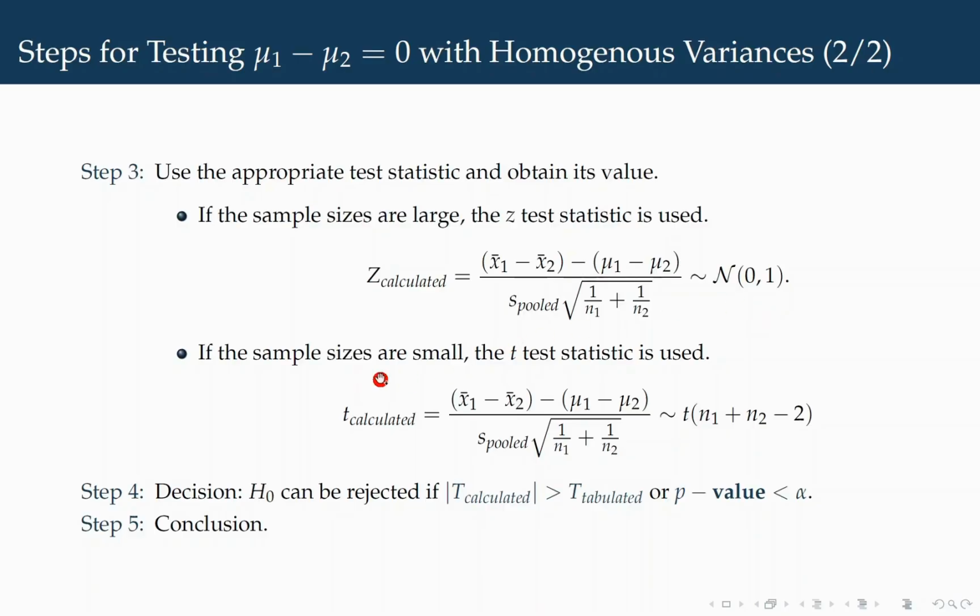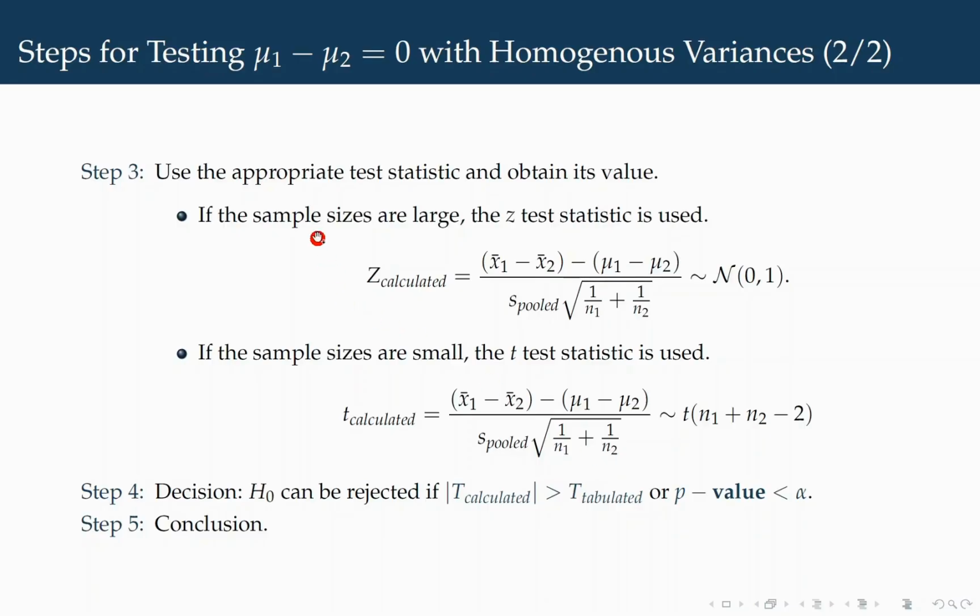Similarly, if the sample sizes are small, then we need to use that of the t-distribution. So the calculated test statistic based on the t-distribution is x bar 1 minus x bar 2 minus (mu1 minus mu2), which is actually 0 under the null hypothesis, over the pooled standard deviation times root of 1 over n1 plus 1 over n2.